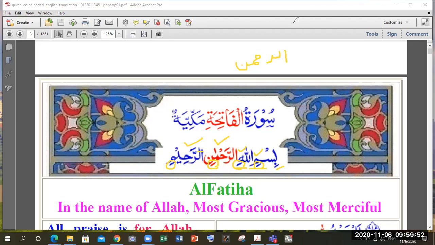Bismillahir Rahmanir Rahim, with the name of Allah, the most gracious, most merciful. Who is most gracious, most merciful? These both are the attributes of Allah subhanahu wa ta'ala.